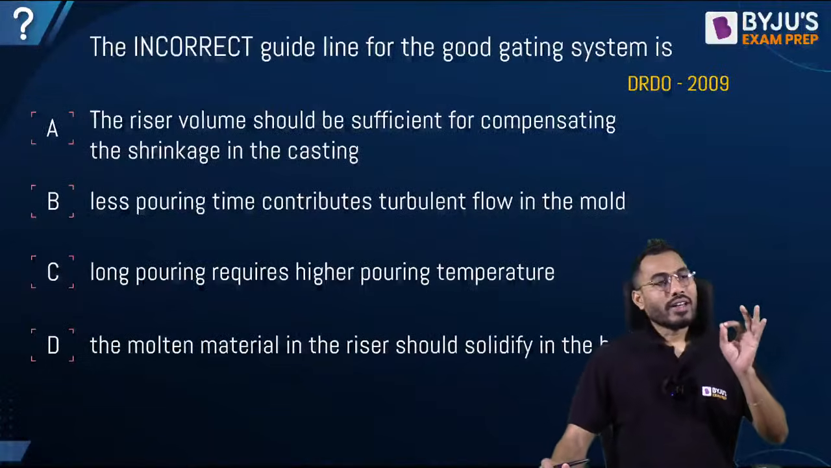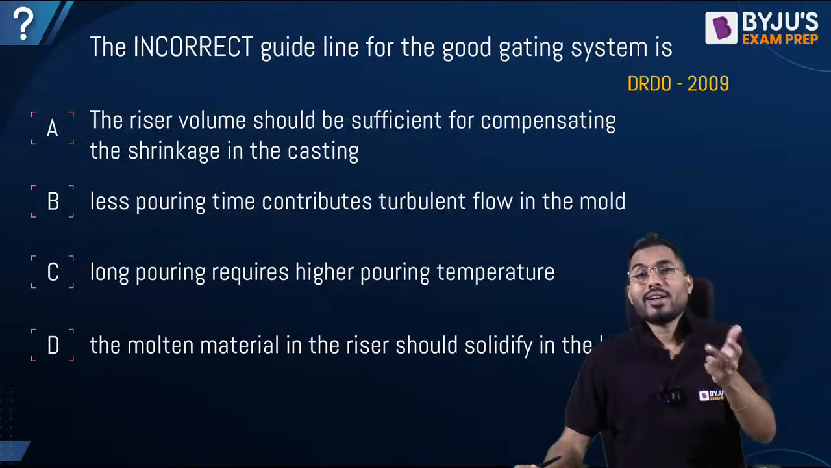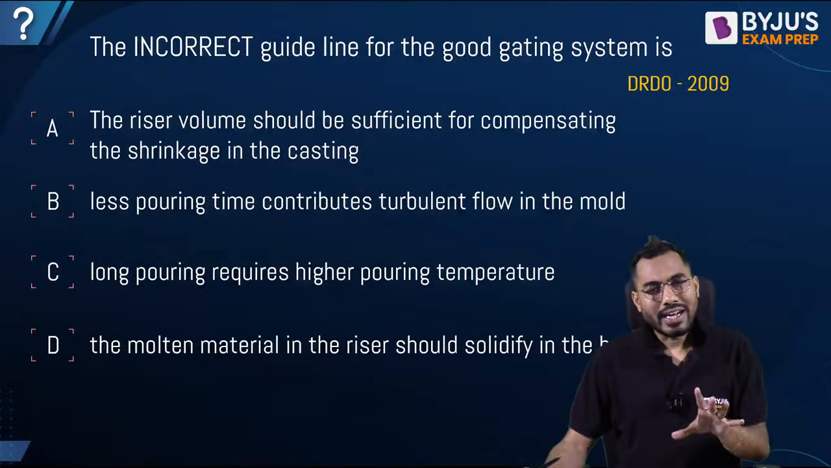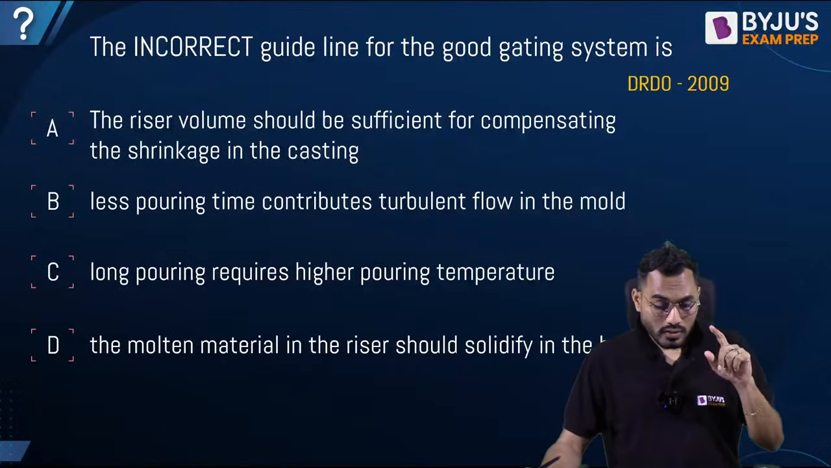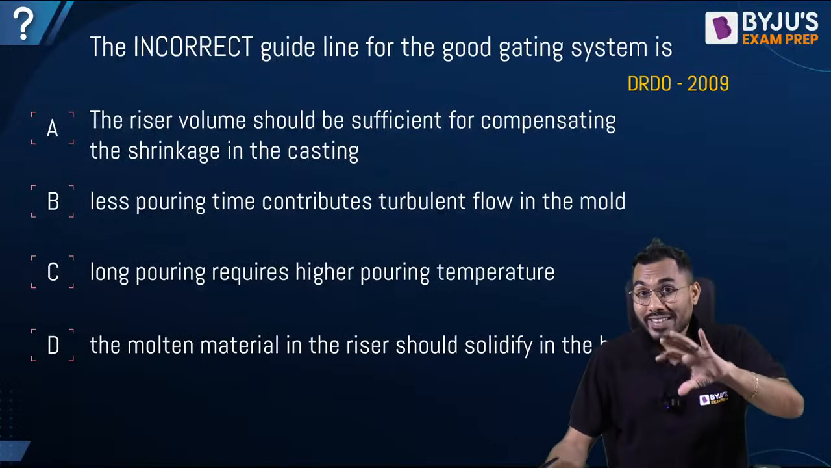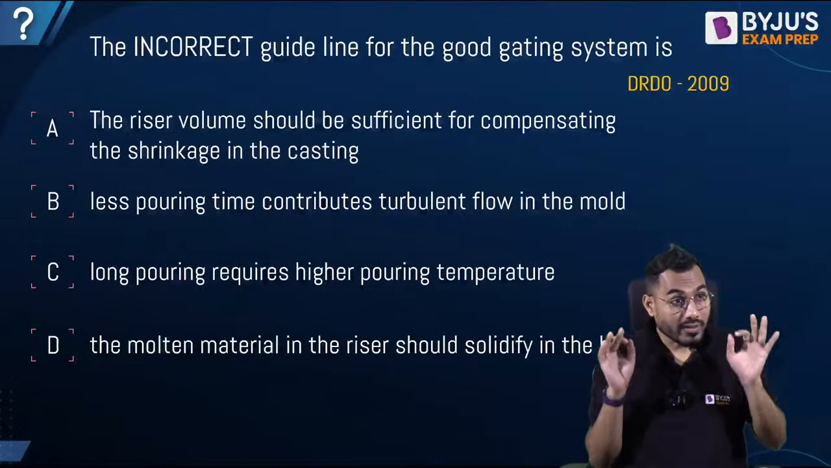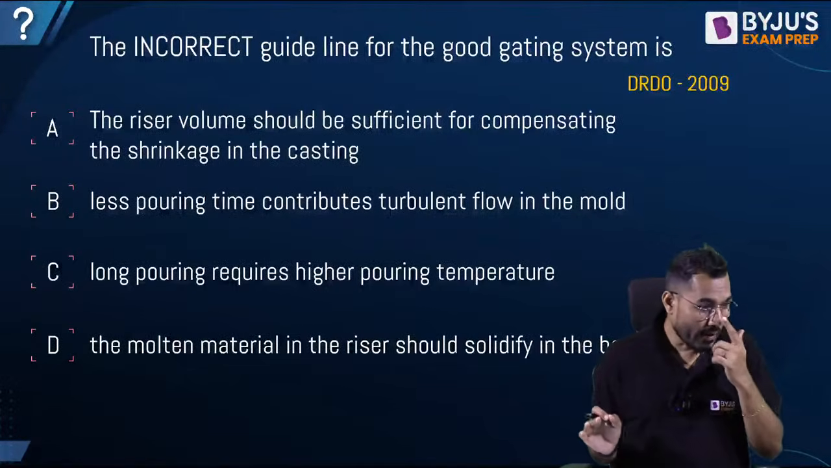Now let's see the incorrect statement, again a DRDO question from 2009. Generally in DRDO, theoretical questions are coming. In ISRO also I have checked that theoretical questions will come in the objective paper, right? Fine. So whenever we talk about designing a good gating system, what is the incorrect guideline below? Listen carefully. What is the incorrect guideline? Rajat, Swati, Vipin, everybody?